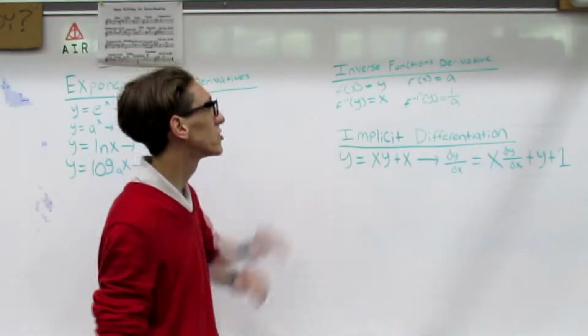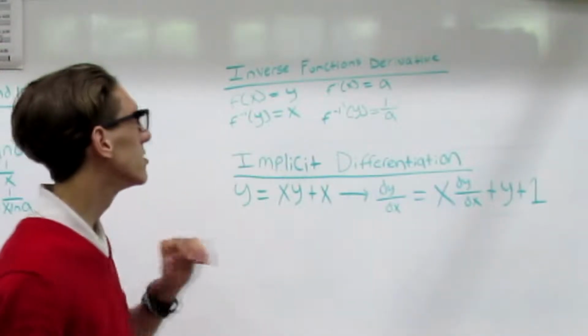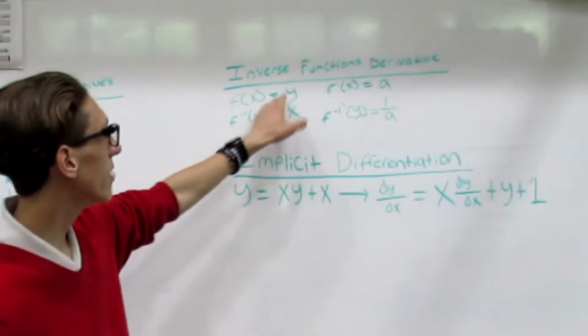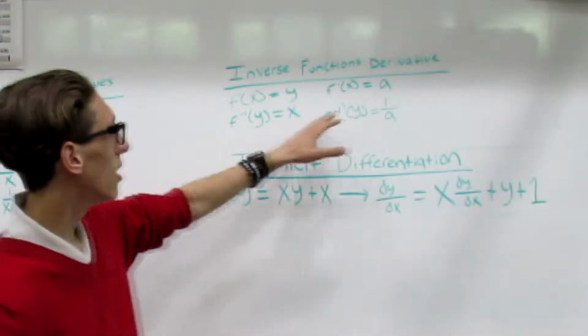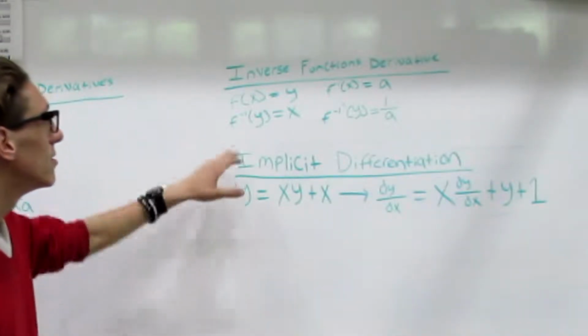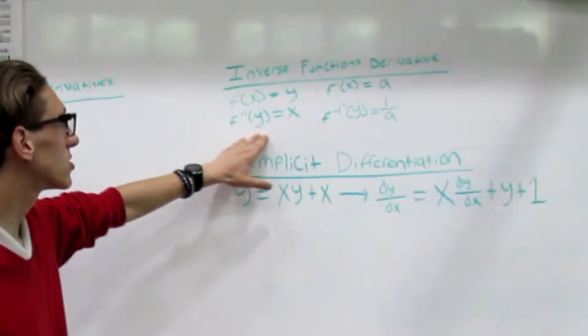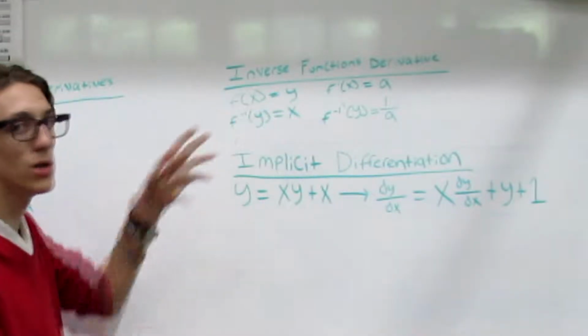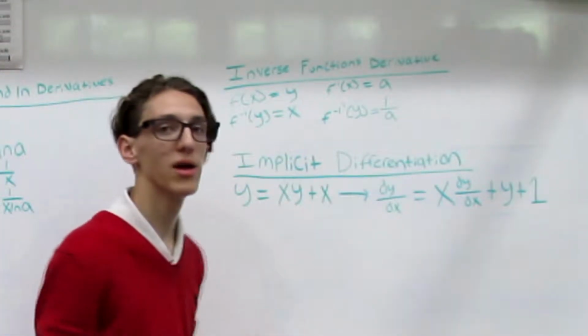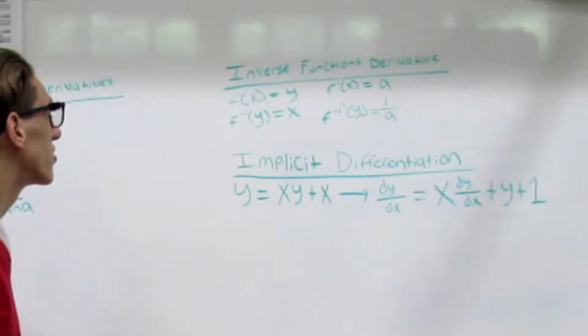Alrighty, moving on to inverse functions derivatives. So these you might have to memorize. Here we have f of x is equal to y, so the f prime of x would be equal to a. f inverse of y is equal to x. You really are just swapping those. And f inverse prime of y is 1 over a. Again, you're just swapping them, putting them over each other.